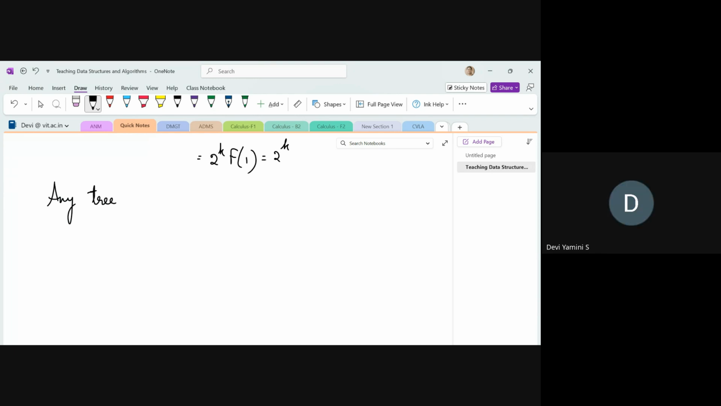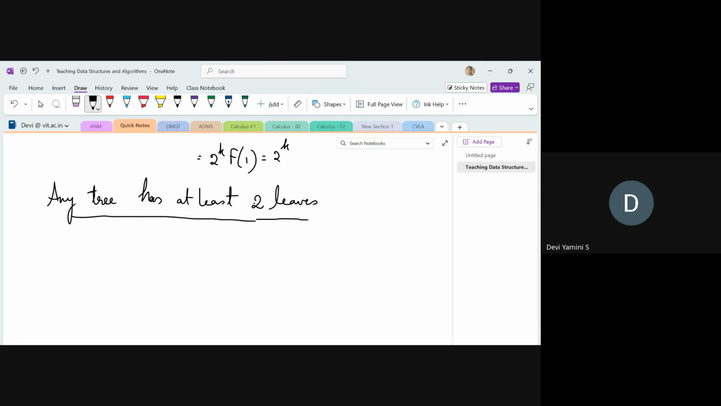Okay. So any tree has at least 2 leaves. Do you know the statement? At least 2 leaves. There must be at least 2 leaves for any tree. So this is one important property that I'm going to use.